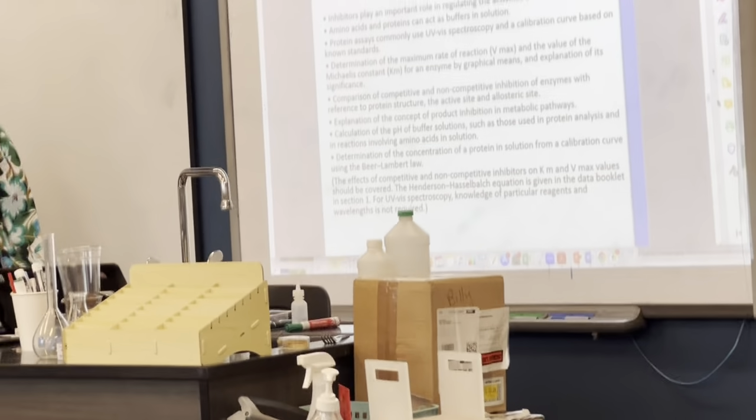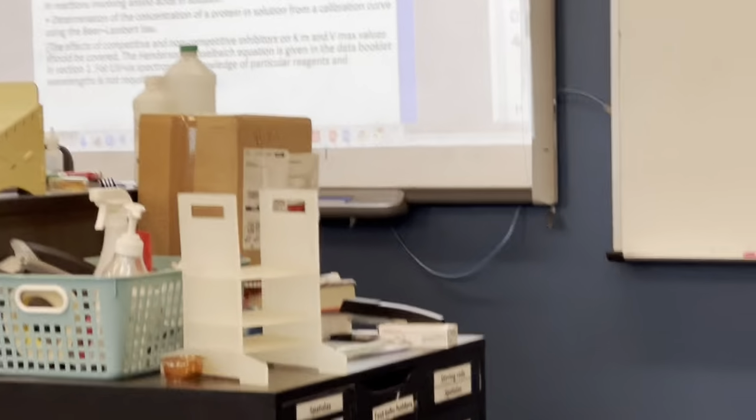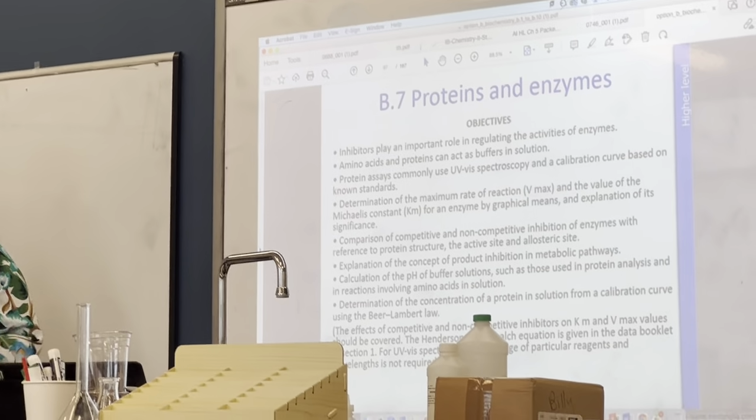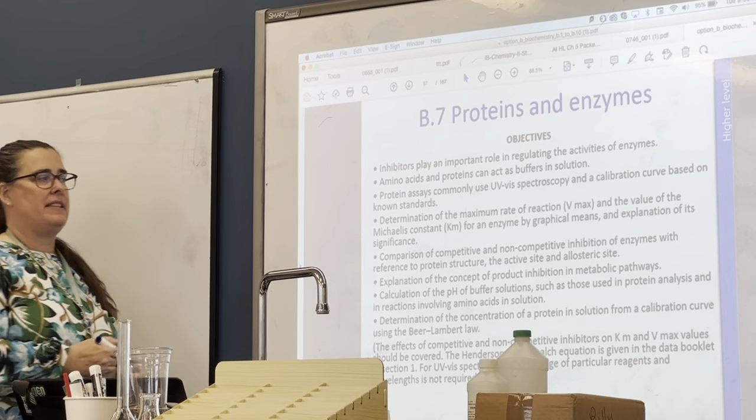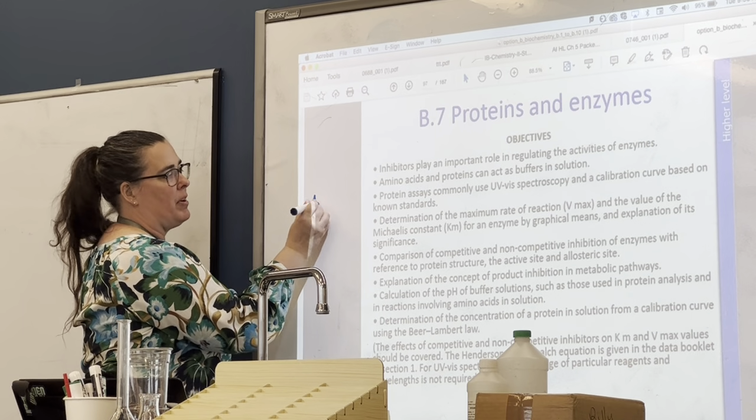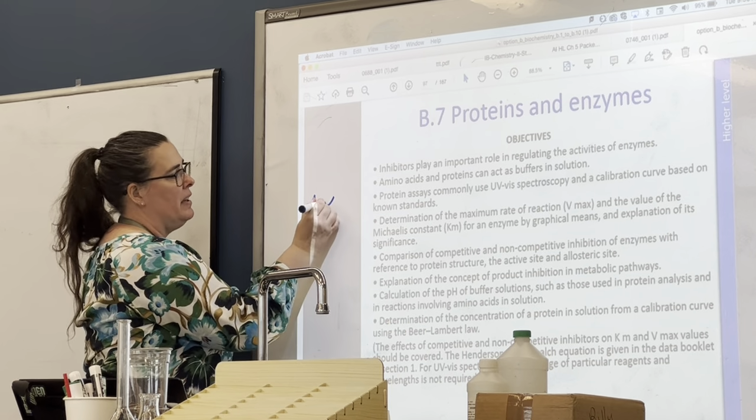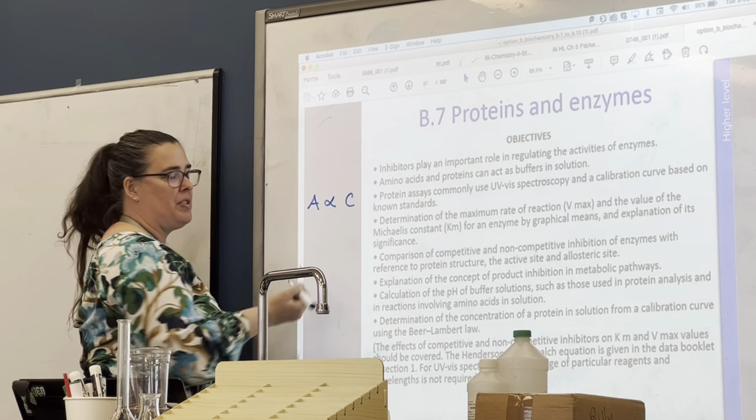Beer's law is also in this particular unit, so those of you who said you never learned that, this is the place where we learn it in chemistry. It's only in the option. Beer's law again says that the absorbance, or the amount of color, is directly proportional to the concentration.